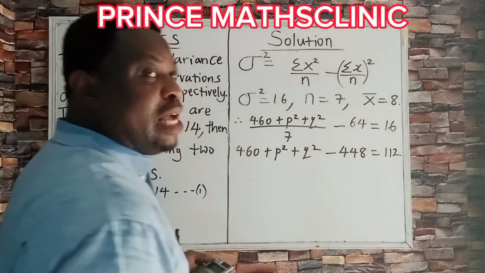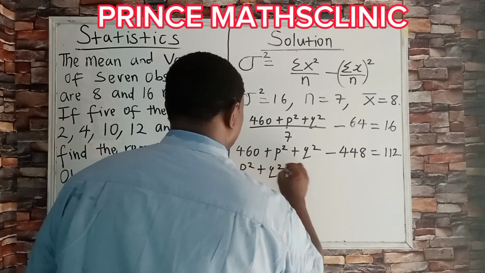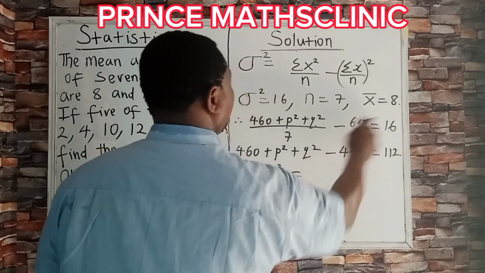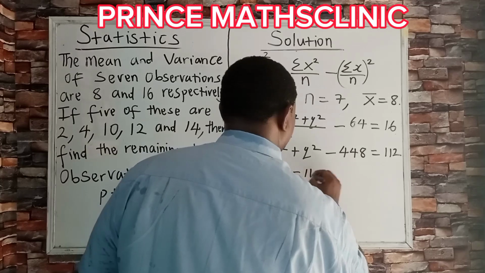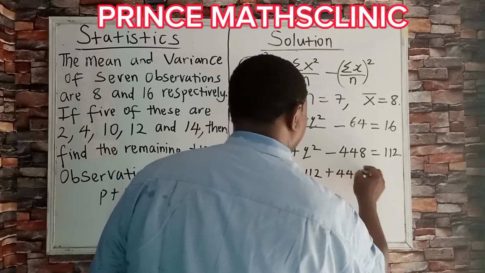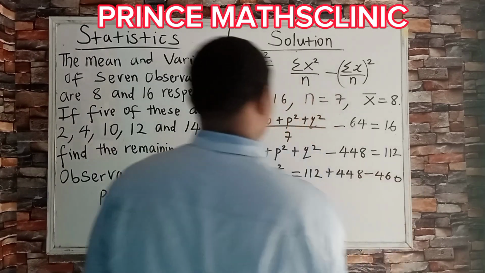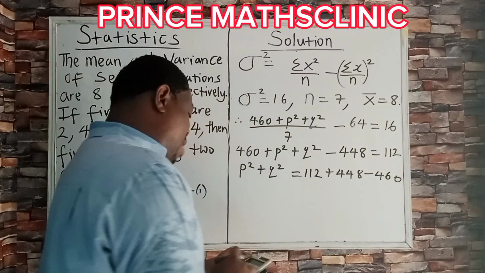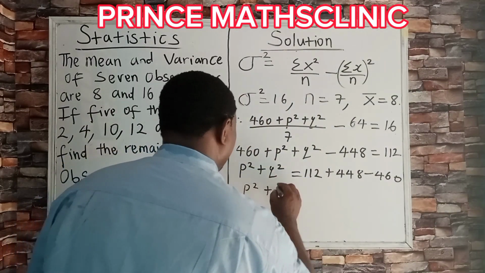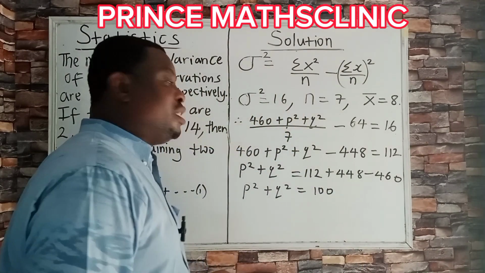So collecting like terms now, I will have my p squared plus q squared. Then I want to bring every other thing to the other side. So 112 is here. If this crosses here, it turns to positive 448. And if this crosses here, it turns to minus 460. So let me add and subtract all of that. It gives me 100. So therefore, p squared plus q squared is equal to 100.